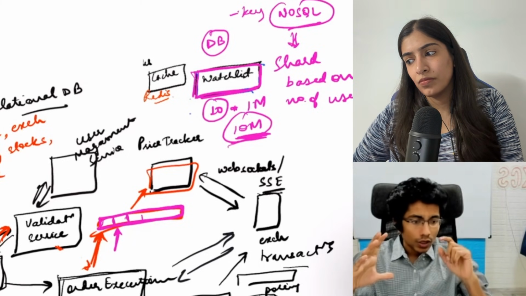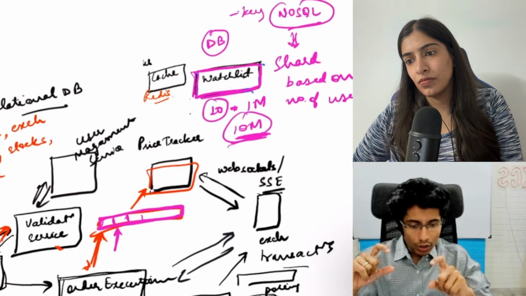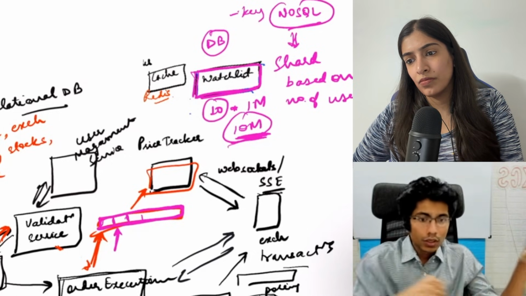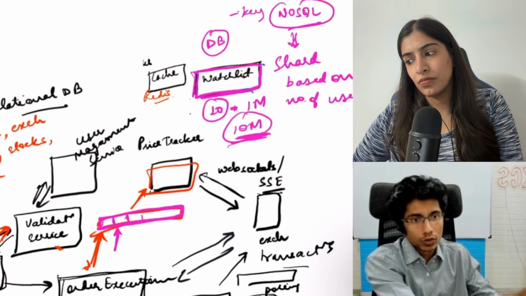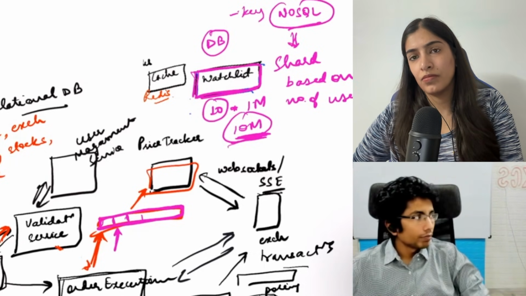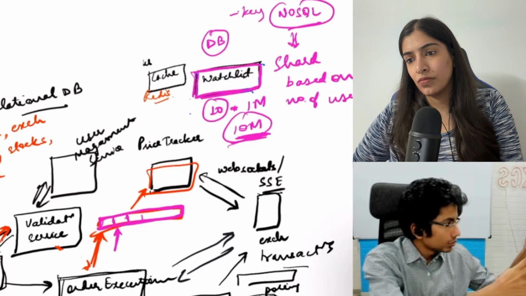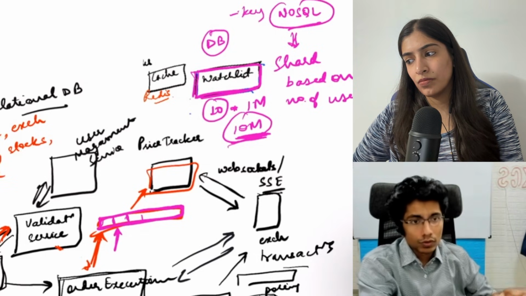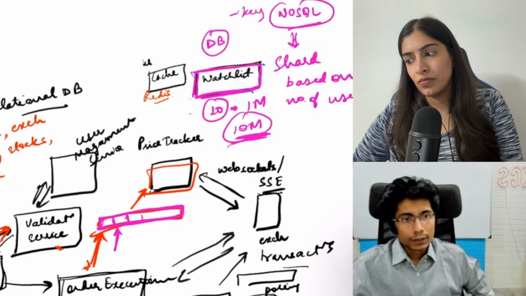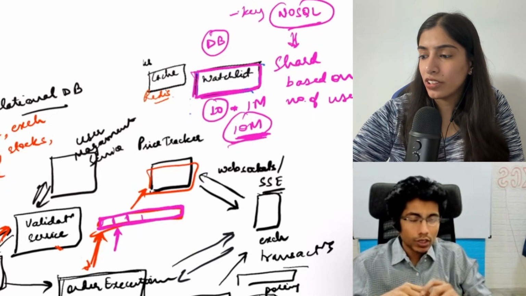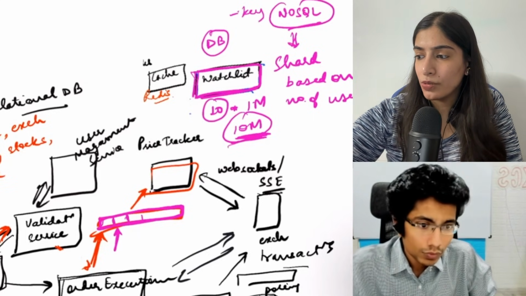stock. It says, okay, for stock number one, 10 users are interested. For stock number two, 10 other users are interested, and overall the intersection is 5 users. So I have to send messages to overall 10 plus 10 minus 5, because the intersection of 5 was double counted, so 15 users. This is essentially the kind of logic I'm talking about, how price tracker is going to work.